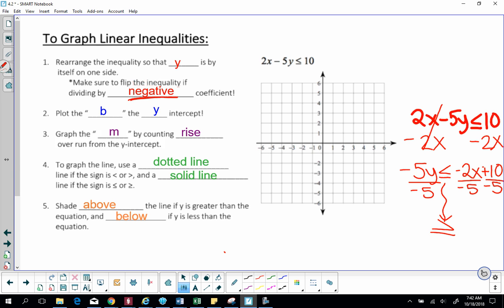So see how the y has a negative coefficient? That's coming back to us now. Wait, what's that? This -5, because this is negative, the sign's going to flip. Right. If that was positive, it wouldn't flip. And so I end up getting y, now the sign's changed.